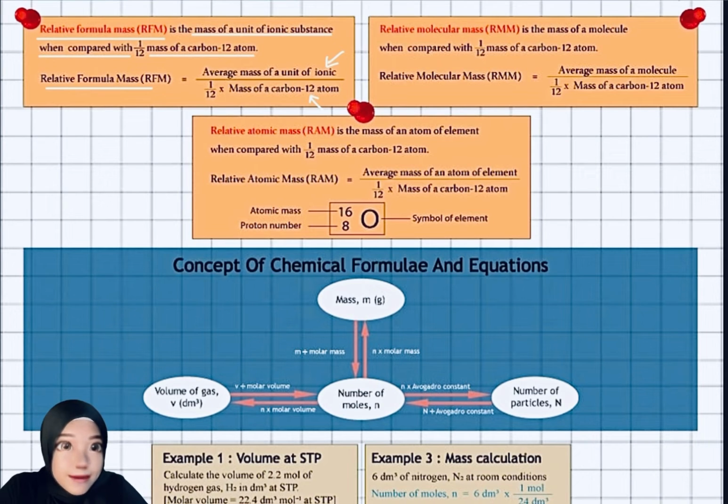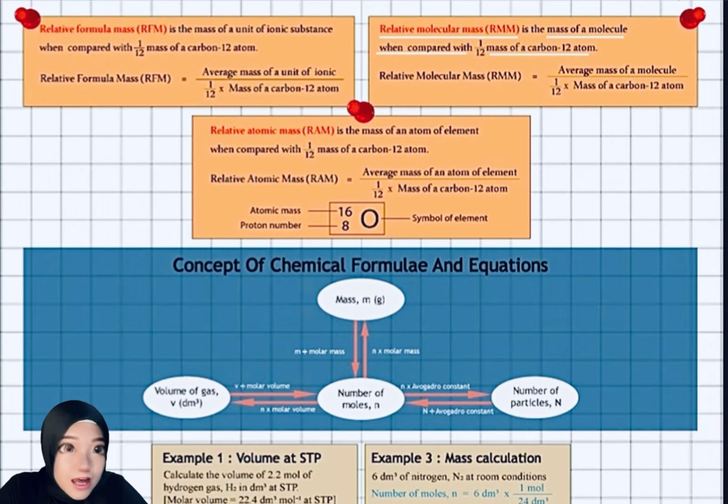Next, RMM is known as relative molecular mass. It is the mass of a molecule when compared with 1/12 mass of a carbon-12 atom. The formula used to find RMM is similar to RFM, but we use the average mass of a molecule instead and divide it by 1/12 mass of a carbon-12 atom.